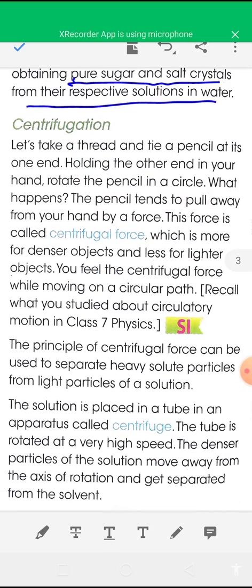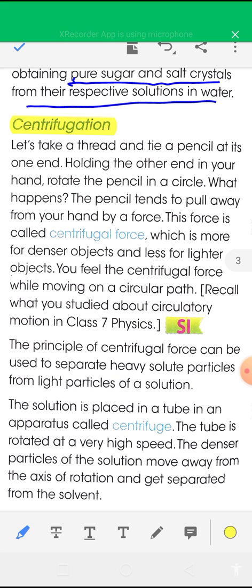Next method is centrifugation. What is centrifugation? Here it is described giving an example, so a detailed description of the method is not required. Just see the principle of this method. The principle of centrifugal force can be used to separate heavy solid particles from the lighter particles of a solution using the centrifugation method.